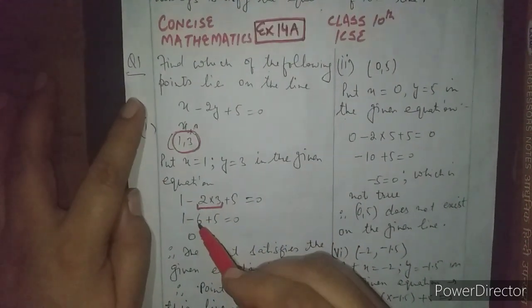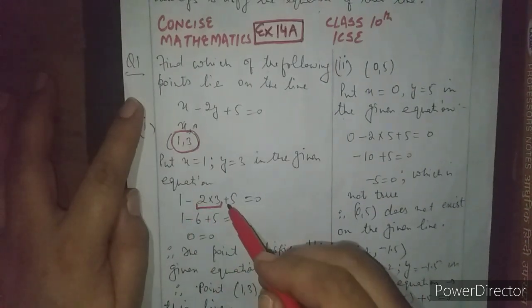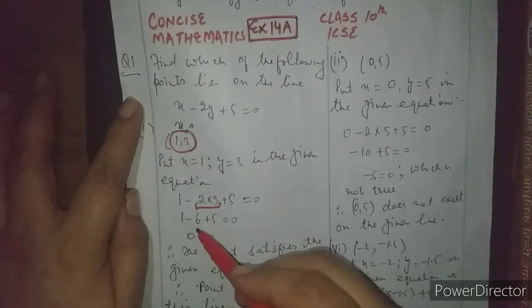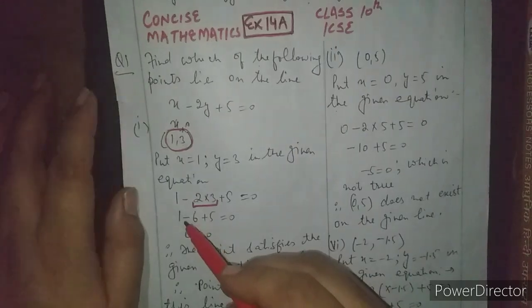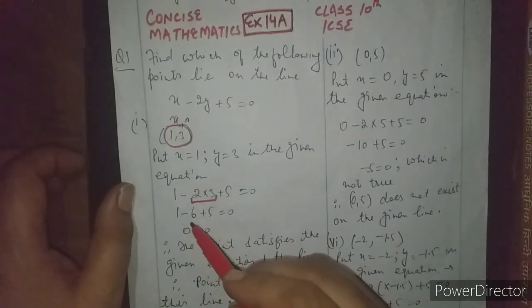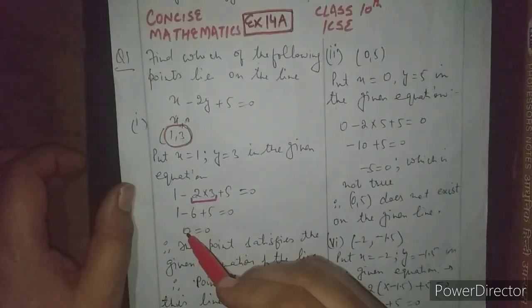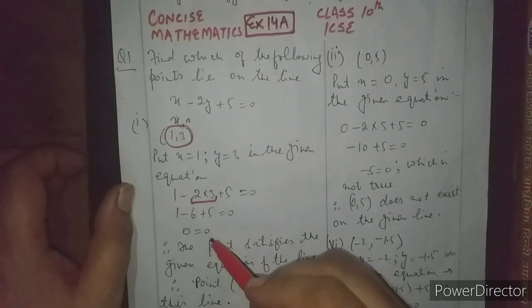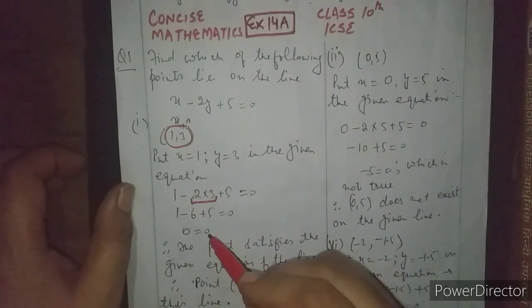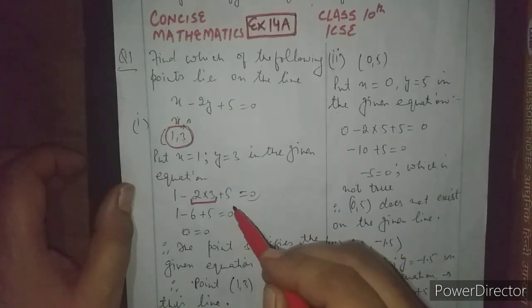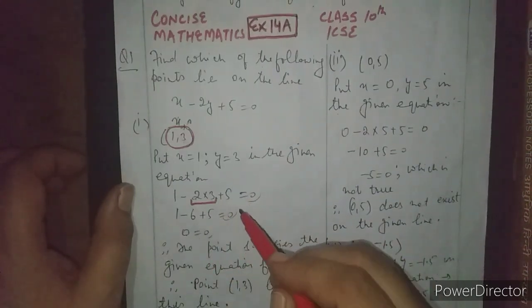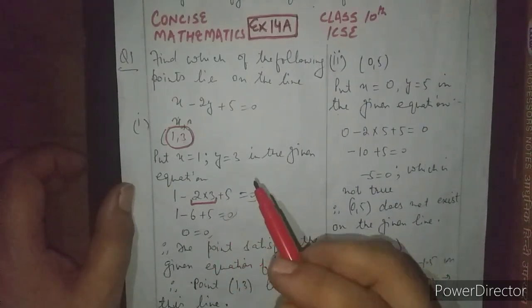So 2 3s are 6. Instead of subtracting or adding, we will multiply first by applying the BODMAS rule here. So 1 minus 6 plus 5 equal to 0, and solving this part we get 0 equal to 0 only. Okay, what does it mean? It means that LHS is equal to RHS. This was our RHS. We were carrying it with us from the start itself.